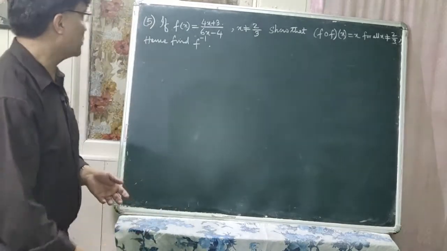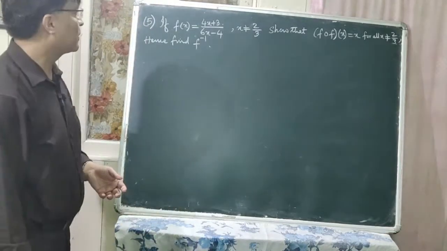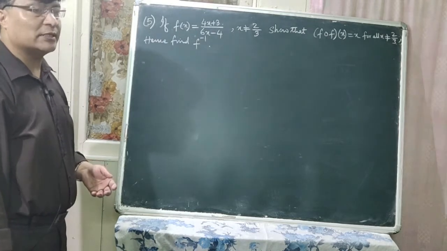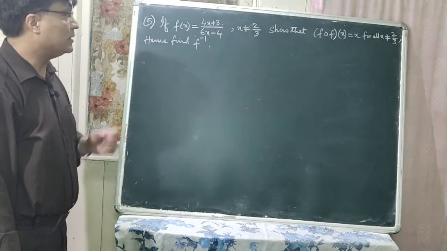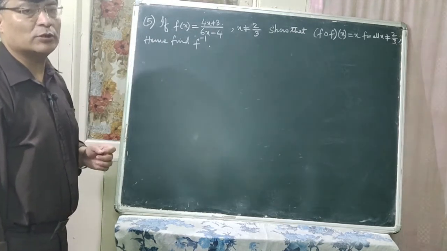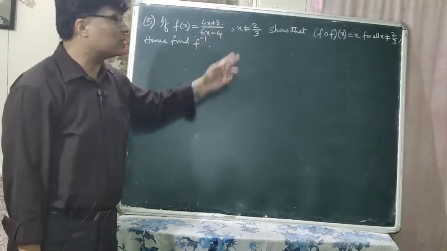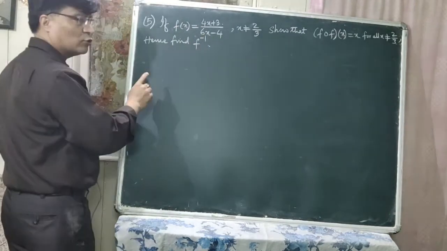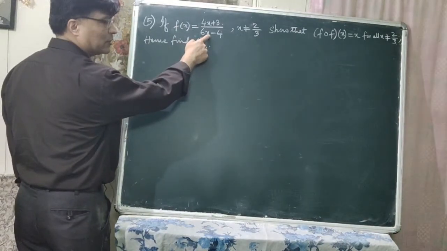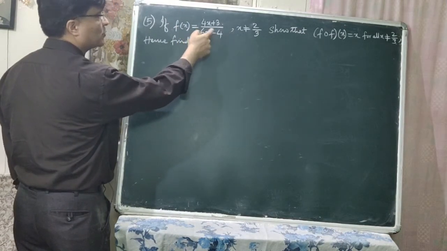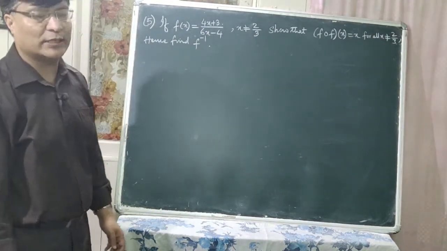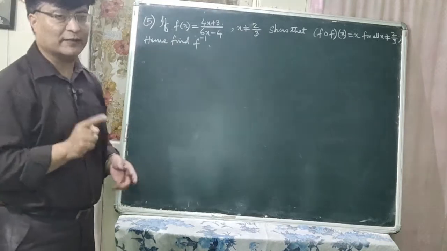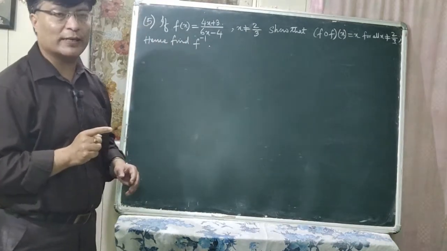So now we'll do the next question, that is question number 5. If f of x is equal to 4x plus 3 divided by 6x minus 4, and in this case it is given that x not equal to 2 by 3. So why is it given x not equal to 2 by 3? Because if x is equal to 2 by 3, 3 2s are 6, 2 2s are 4, 4 minus 4 is 0, that is, the denominator is 0. If the denominator is 0, f of x is undefined.